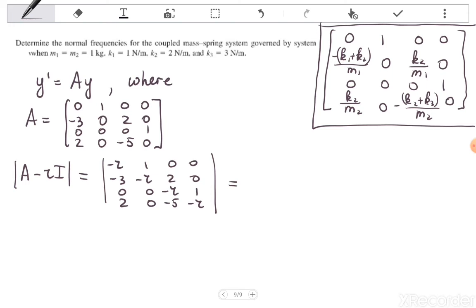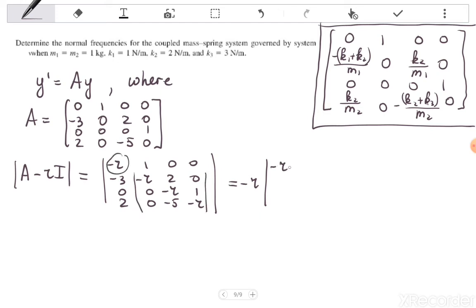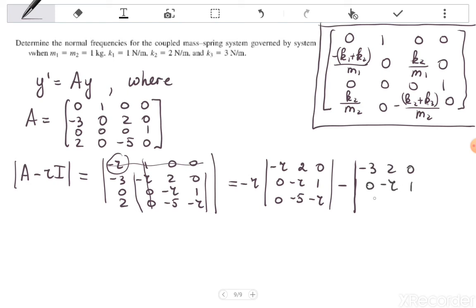So we can choose the first row, for example, and write the following: minus r times the determinant here, minus r, 2, 0; 0, minus r, 1; 0, minus 5, minus r. And also we have 1 in the first row, so this is minus 1, minus because it is the second column in the first row, the sum will be 3. Therefore we'll have minus 1 to the power 3, which is minus 1, times the determinant of this matrix. If we cross out this row and column, we'll get the matrix which is left: minus 3, 2, 0; 0, minus r, 1; 2, minus 5, minus r. So the determinant.